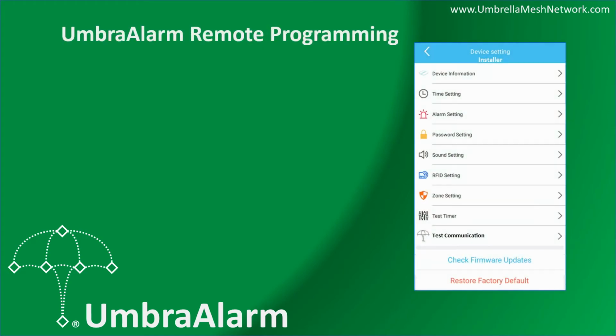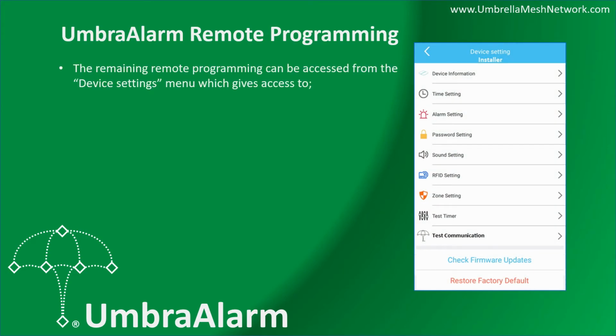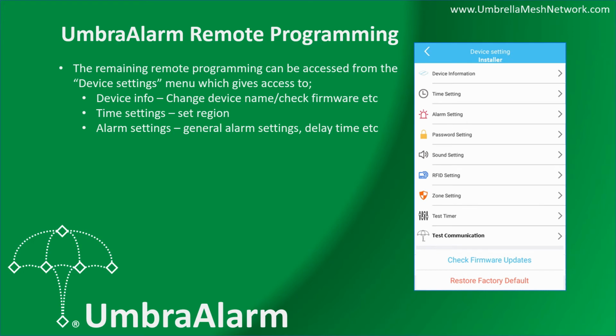UmbraAlarm remote programming. The remaining remote programming can be accessed from the device settings menu, which gives access to device info for changing device name or checking the firmware, time settings for setting the time region, alarm settings for general alarm settings such as entry delay, exit delay, etc.